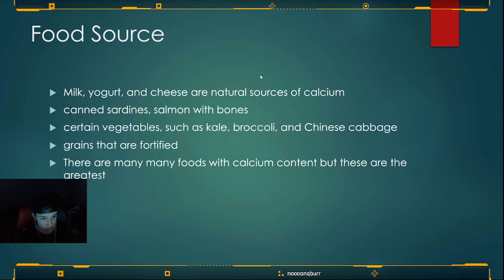There are a lot of food sources of calcium, but the most rich and natural sources of calcium are milk, yogurt, and cheese. Canned sardines and salmon with bones are also really good options, and certain vegetables such as kale, broccoli, and Chinese cabbage or bok choy also have a great amount of calcium. Grains don't have calcium unless they are fortified. There are many foods with calcium content, but these are just the ones that have the most. But a lot of foods contain a considerable amount of calcium.